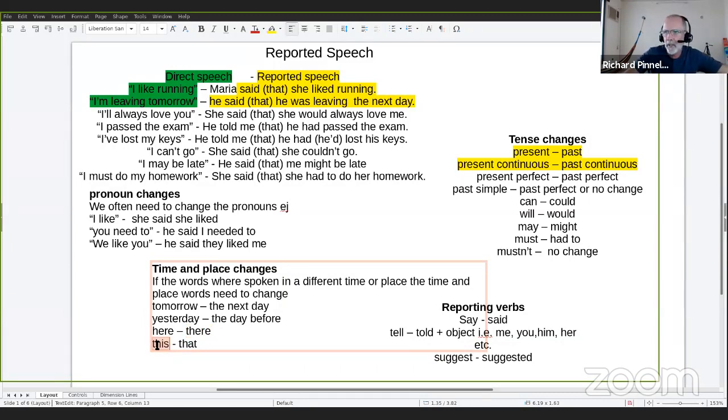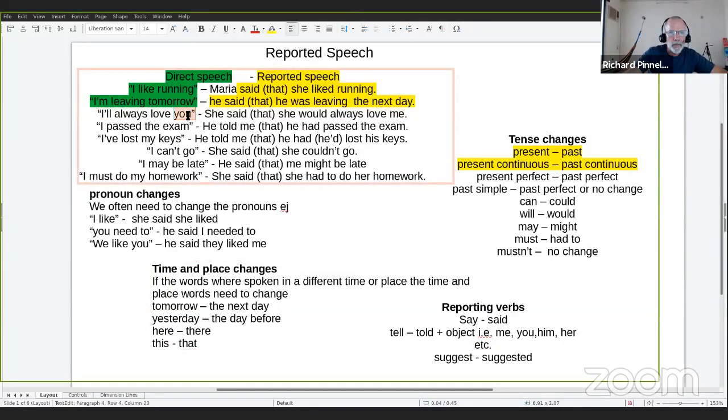If in the direct speech I say, this is my cell phone, in the reported speech it will be, he said that was his cell phone. So time and place changes, 3 changes: pronoun changes, tense changes, and time and place changes. Let's carry on with the examples.